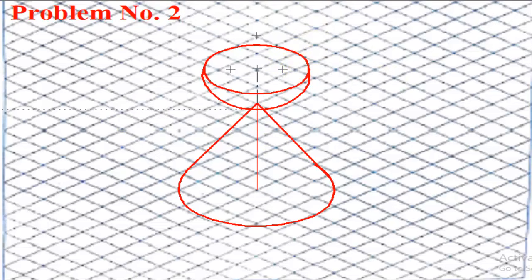And then at the end, we need to trim, meaning erase the portion coming inside of this hemisphere, and later you can delete everything. So this is how we can solve and complete the problem.